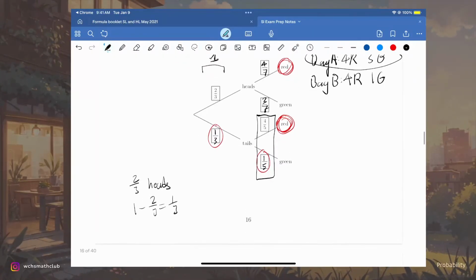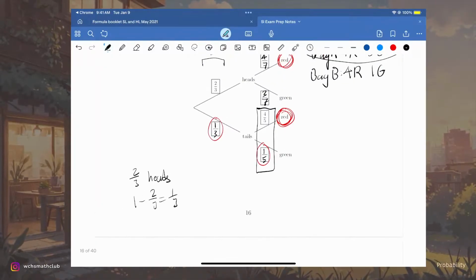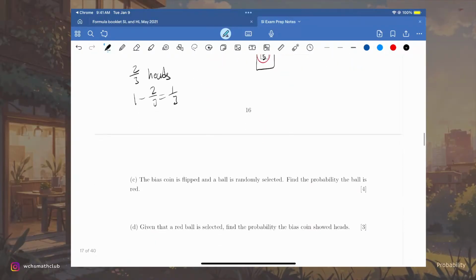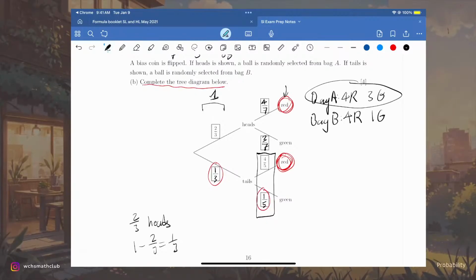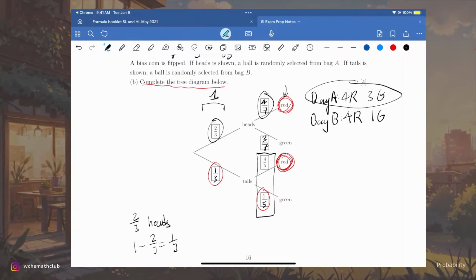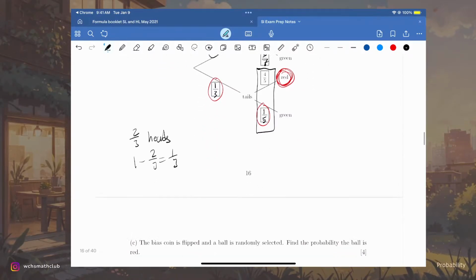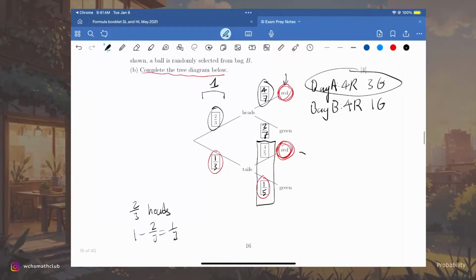And using our multiplicative principle, we're going to multiply the probabilities that lead up to that outcome. So we're going to start with this one first. This one, we have 2/3 to get the heads first, and then we have a 4/7 chance of drawing a red ball. So that would just be 2/3 times 4/7. And that is 8/21.